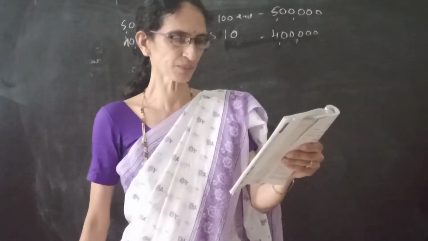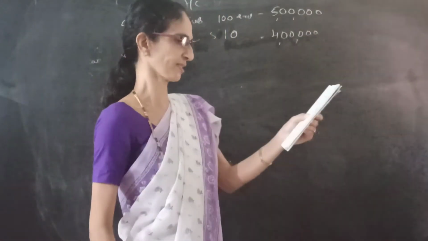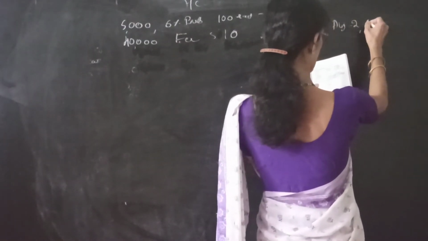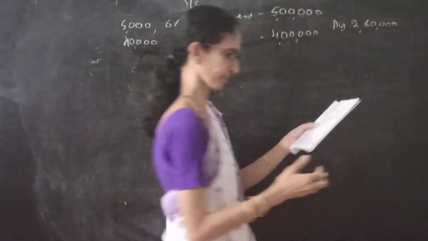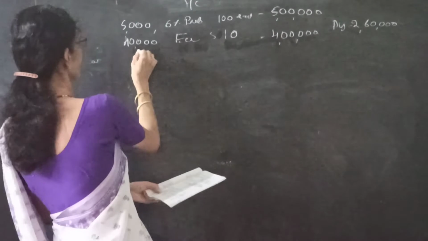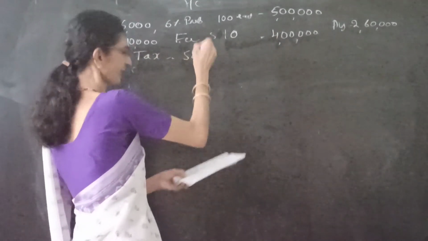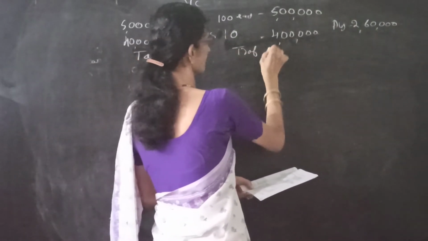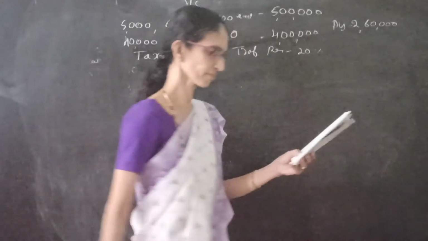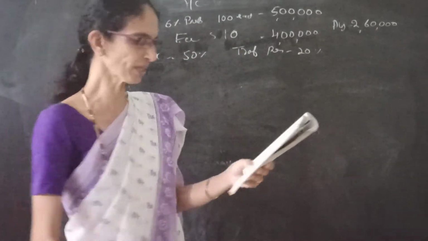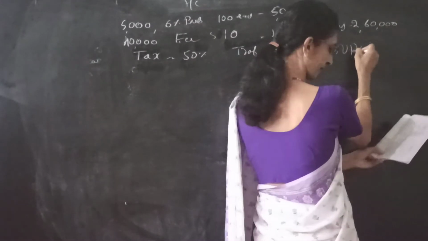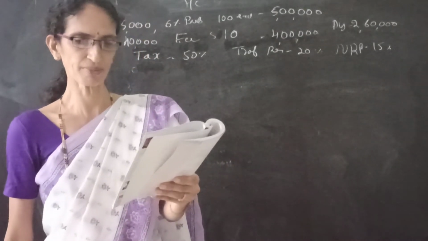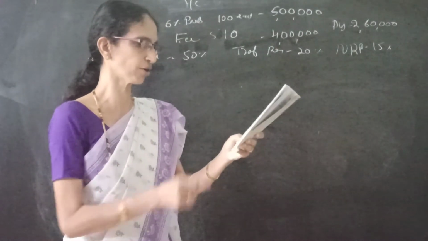Then it is given expected profit per year before tax, that is, average profit is given. Average profit is 2,60,000. Next is given rate of tax is 50%. Then transfer to reserve 20%. Then normal rate of earnings, that is NRR, it is given 15%. So from this information we have to calculate the value of shares.